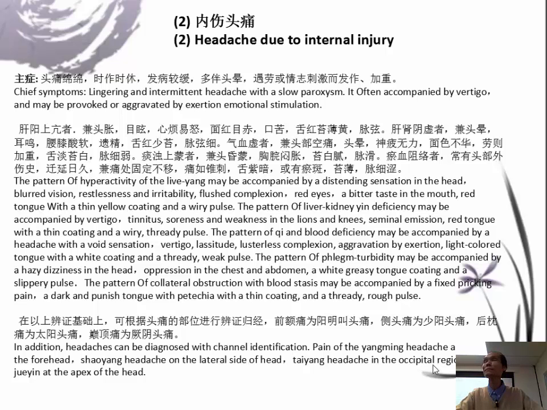just like anger or worry, and then this headache will increase. So when we divide the headache due to internal injury into different types, first of all we are concerned about the organs. Which organ will cause this type of headache? This is the liver. The liver is very important, as I mentioned before.